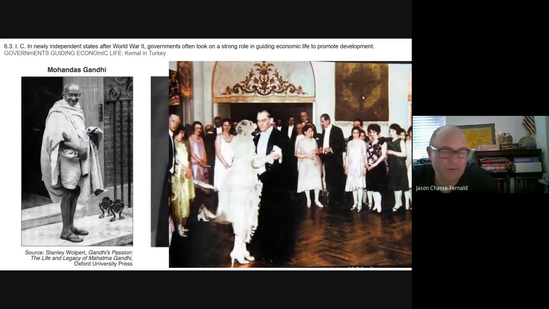But we're talking about Ataturk. And looking at this photograph from a wedding, this is indistinguishable from a wedding you might see anywhere in Europe or the United States from this time period.